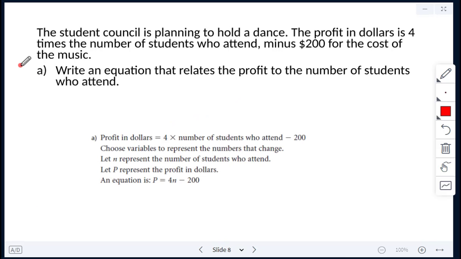All right, lastly, we're just going to look at this problem here. The student council is planning to hold a dance. The profit in dollars is 4 times the number of students who attend, minus $200 for the cost of the music. So first question, A, would be write an equation that relates the profit to the number of students who attend. So we're going to choose variables here. We know that it's 4 times the number of students minus 200. All right, so choosing variables, we can let n represent the number of students who attend. P will be the profit in dollars. So our equation would be P is equal to 4N minus 200.